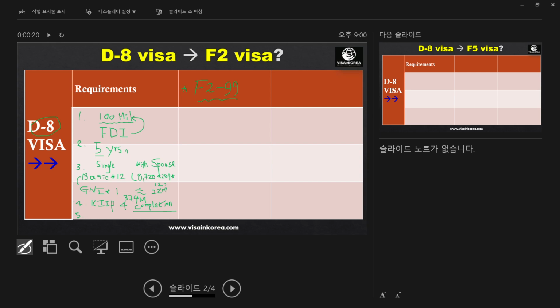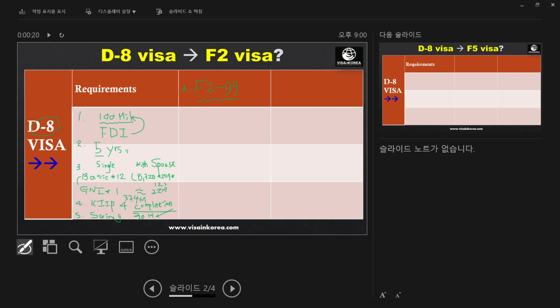The fifth condition is, what is that? The saving. So your need is saving: 30 million won. If you are staying with your spouse and your spouse also deposits a certain amount of money, you can put it together with your spouse's and deposit it.